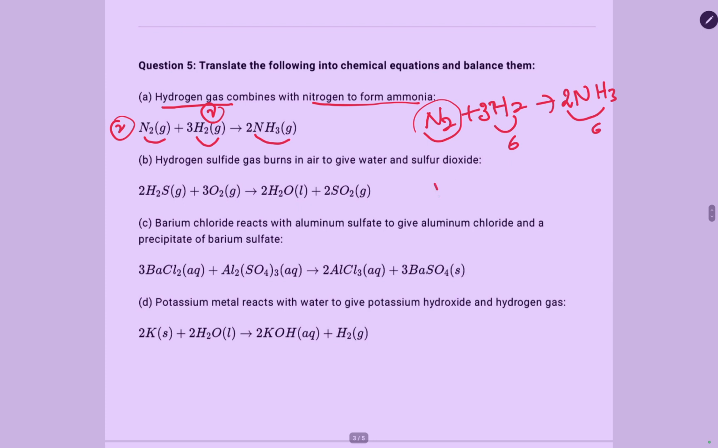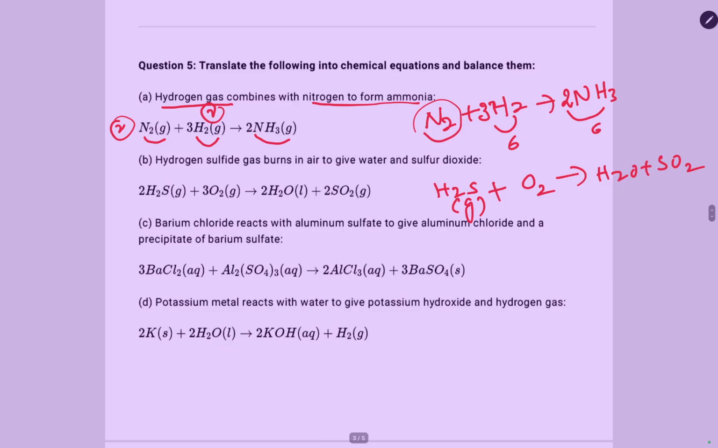So hydrogen sulfide is H2S, in the gaseous form, combined with oxygen, which is in the gaseous form, to form water and sulfur dioxide. Water is H2O and sulfur dioxide is SO2. Now we need to balance this chemical equation. How you will balance the chemical equation, that you have to observe.